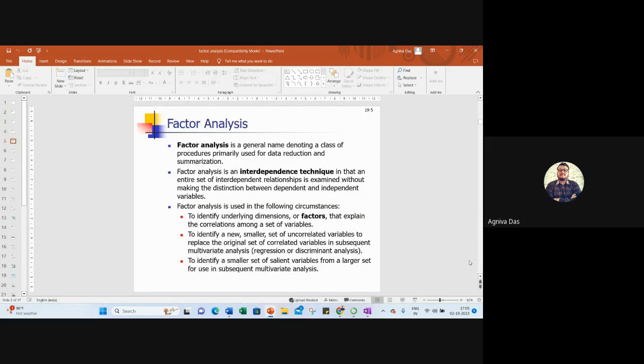Now, let us get into some of the basics. Factor analysis is a general name denoting a class of procedures primarily used for data reduction and summarization. Let us start from here.